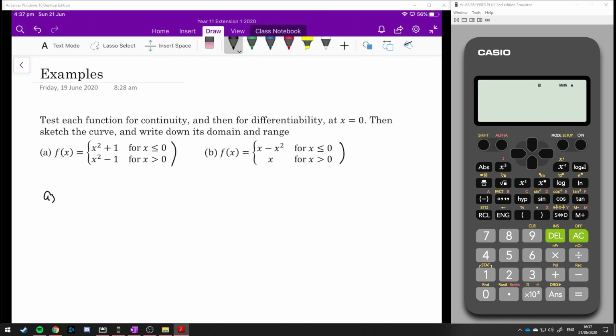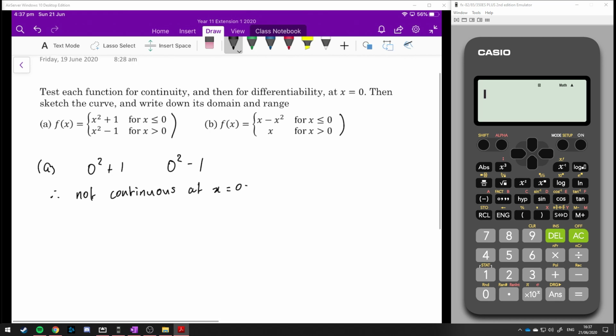All right, let's start with A. So testing the point 0. So 0 squared plus 1 and 0 squared minus 1. Well, in this situation, we don't actually have continuity at the point. So therefore, it's not continuous at x is equal to 0. Okay, so it's not differentiable there.